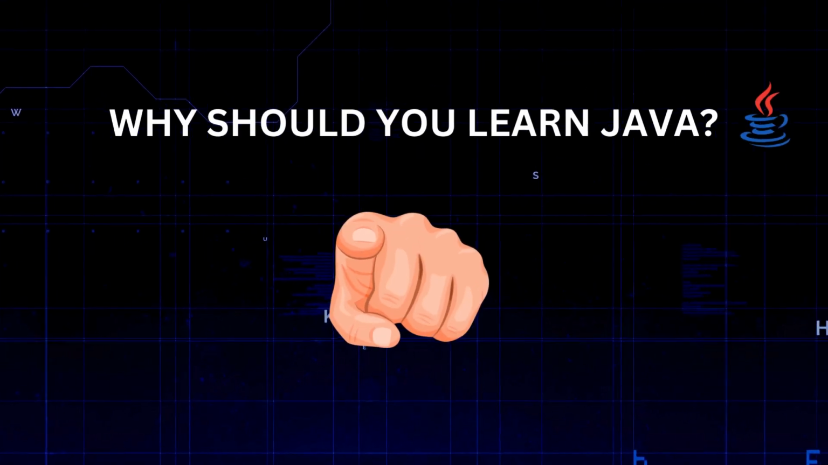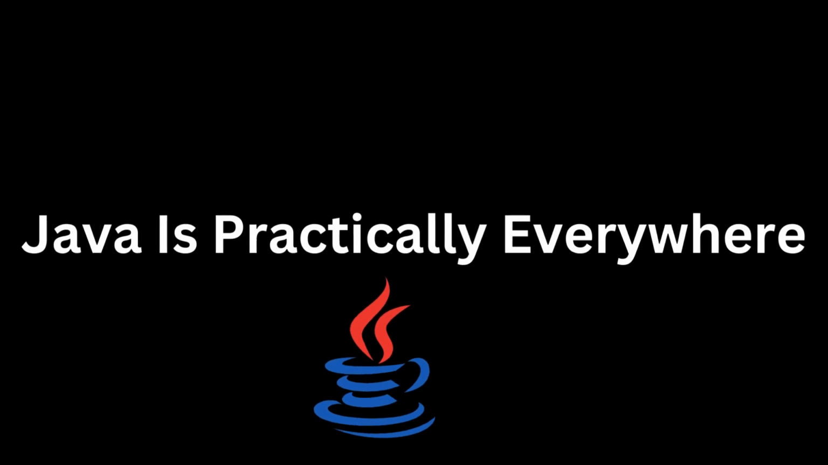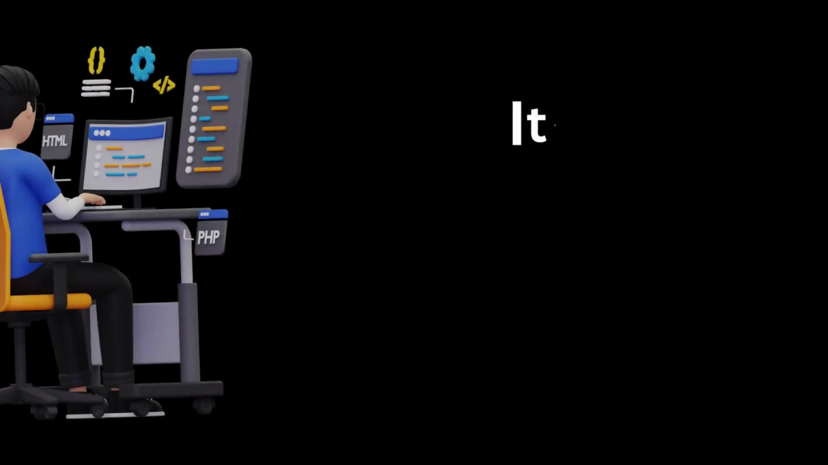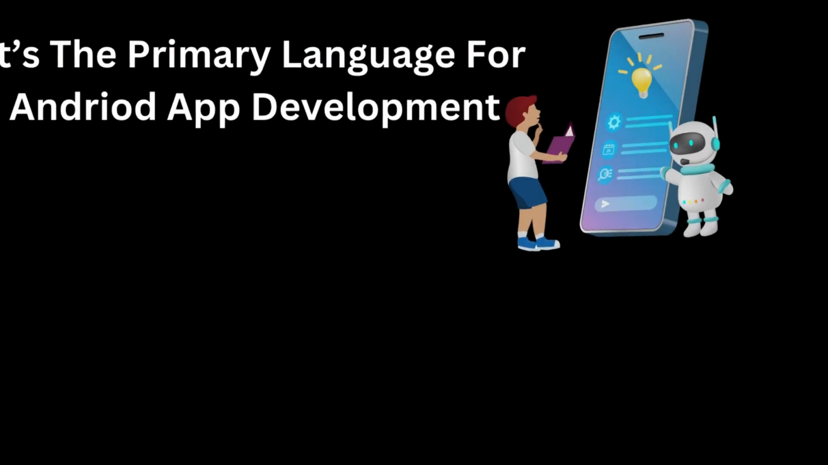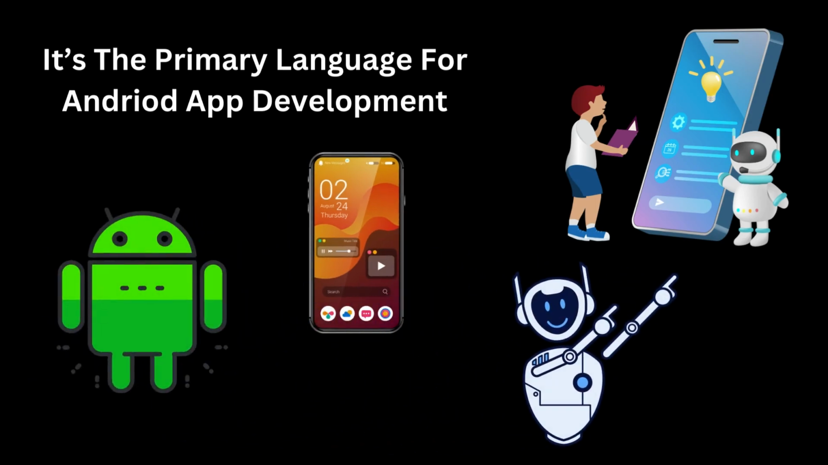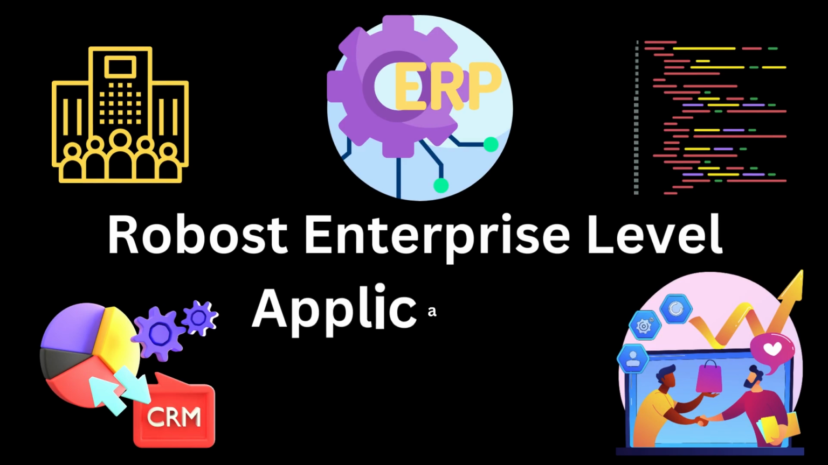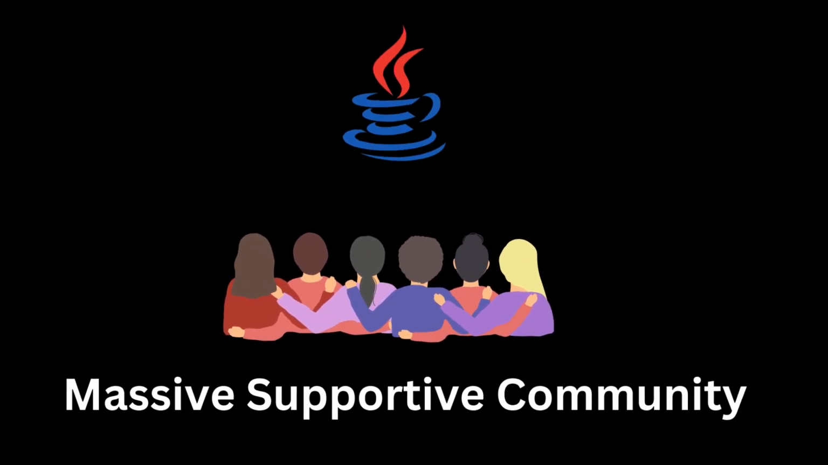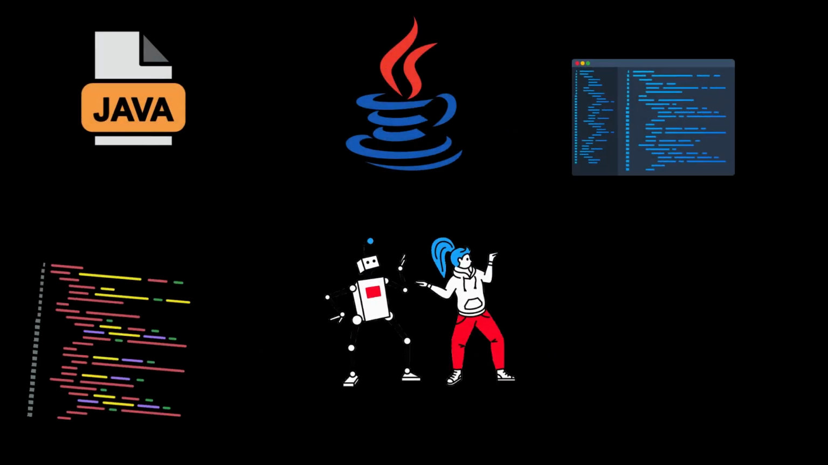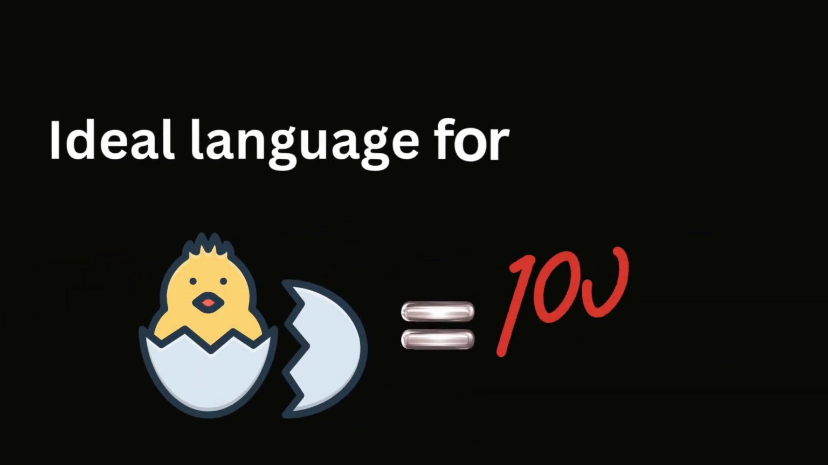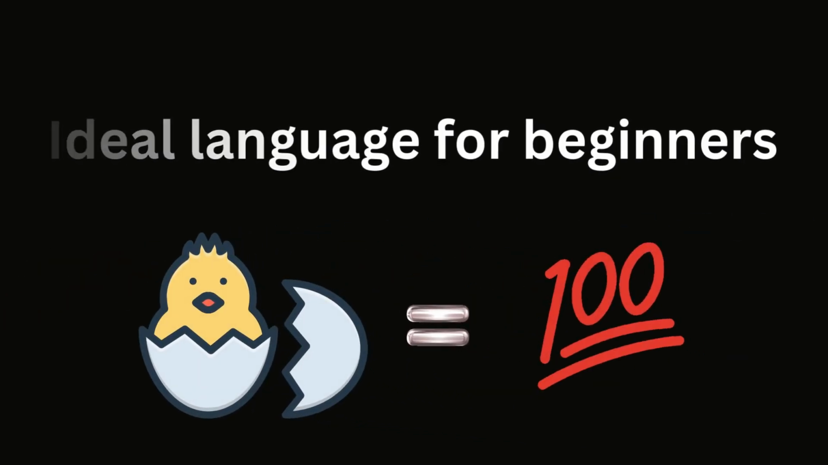Why should you learn Java? Good question. Java is practically everywhere. It's the backbone of web development, it's the primary language for Android app development, and it's the go-to choice for building robust enterprise-level applications. Plus, Java has a massive supportive community. There are plenty of resources available for learning Java, making it an ideal language for beginners.